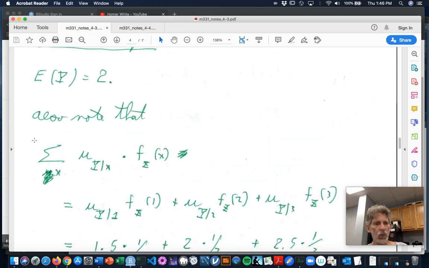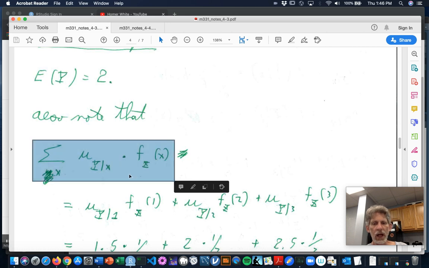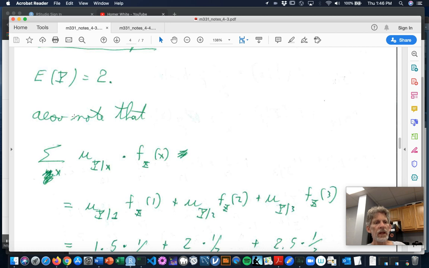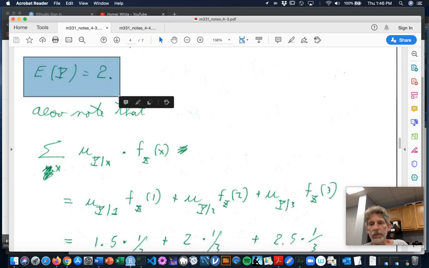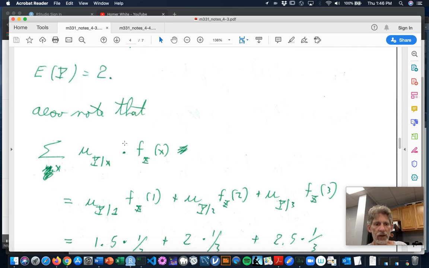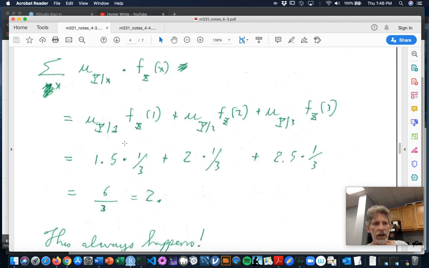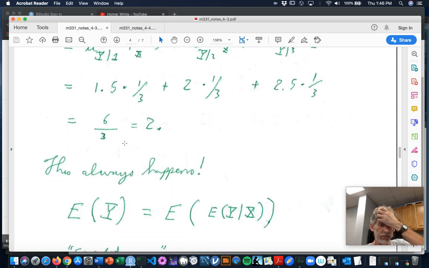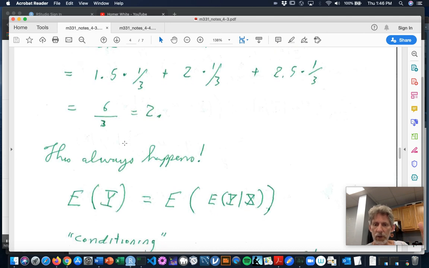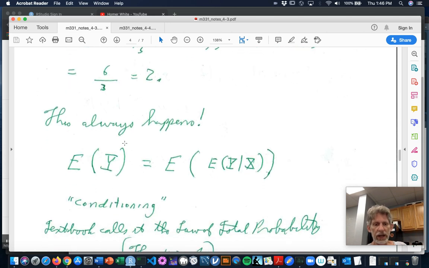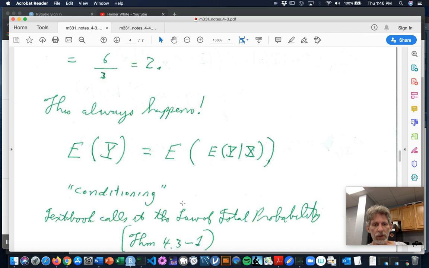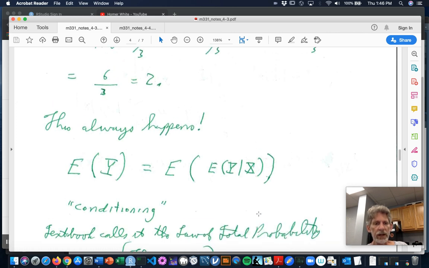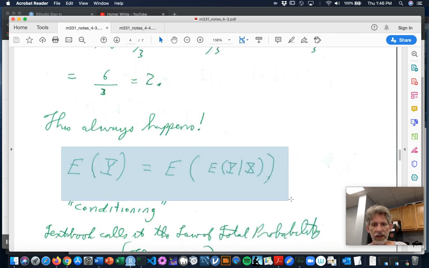This little weighted average of the conditional means for y, where the weight is the marginal probabilities for x, worked out to be just the mean for y. And this always happens. In fact, it's proven in the book that it always happens. You can take a look at it. It's called the law of total probability. And a nice way of writing it is like this.